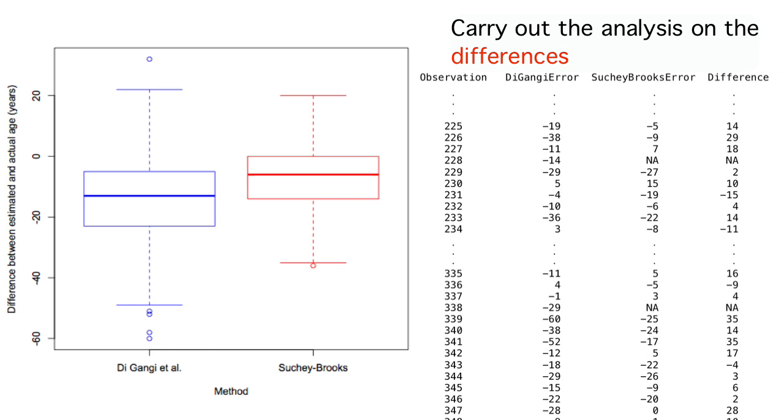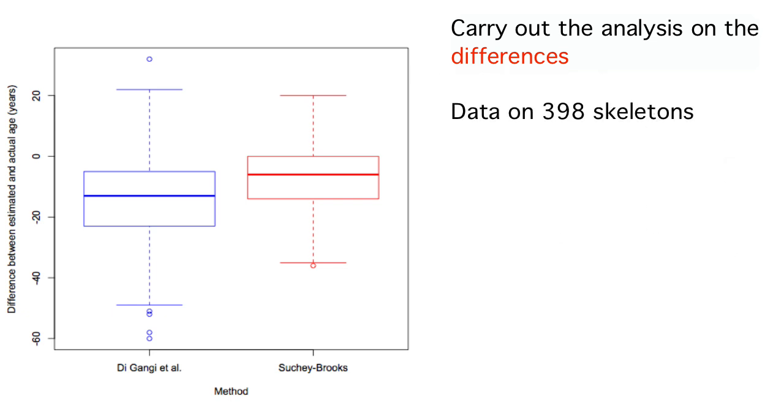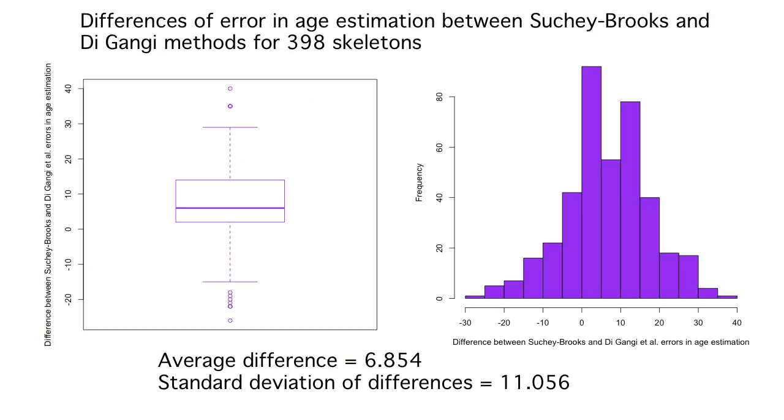But we don't expect that a missing bone is related to age at death or its estimate, or sex or BMI if we analyze that. So we don't expect that leaving out missing observations will bias the results. So we'll continue with the 398 skeletons, for which we have estimates for both methods so that we can compare them. Let's take a quick look at these 398 differences.